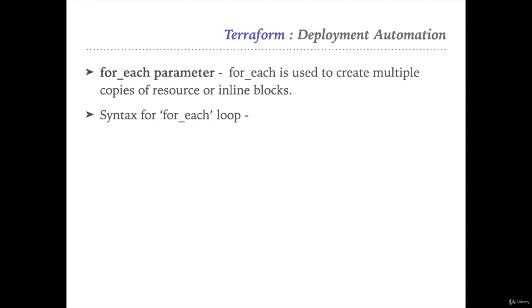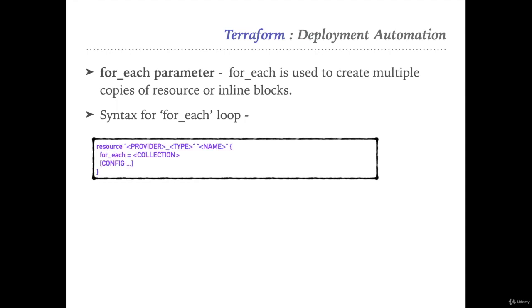The syntax of the for each loop will look like this. We have the resource provider, then the name of that provider, then for each. After the for each, we need to define the collection. That could be the map or that could be the list. Then we need to define the configuration.